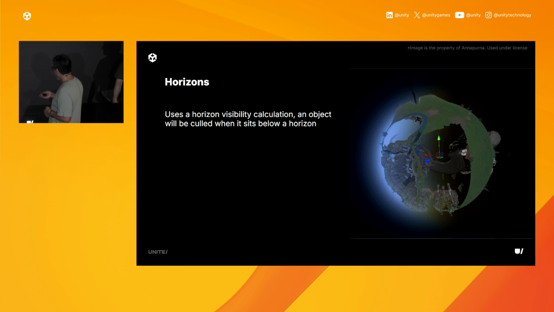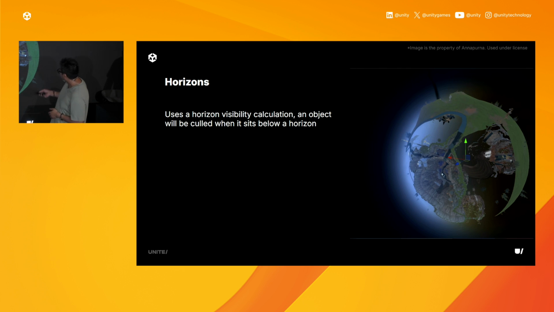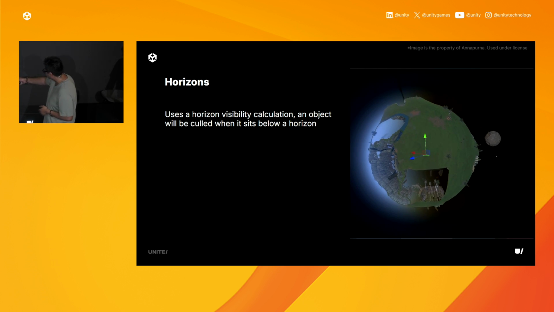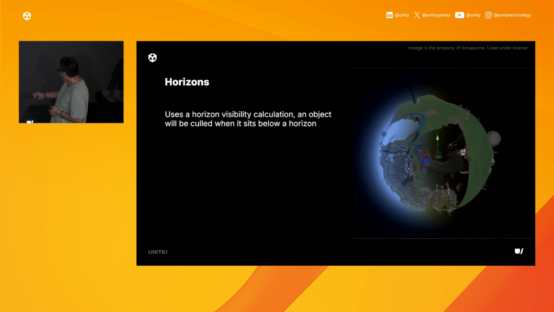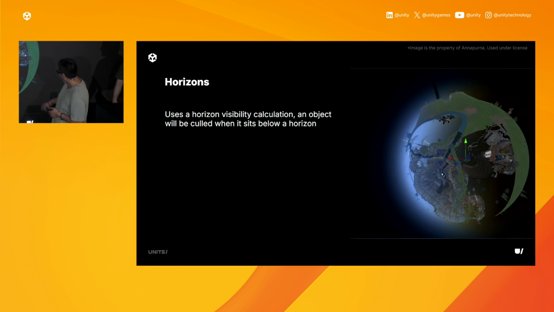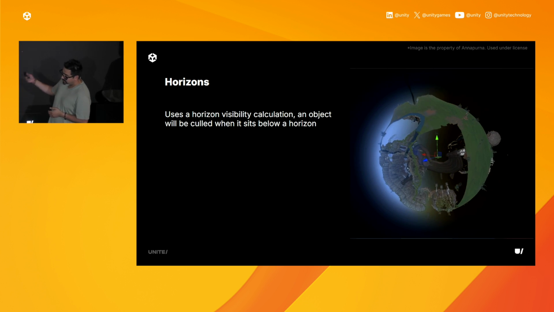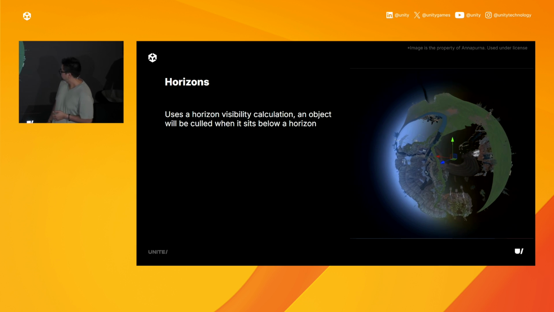In this example, the player is up on the moon there, looking down on the planet, and we can see a bunch of renderers being disabled based on that. And as the planet moves, the disabled renderers also change. Now, as the player would move closer to the planet, more of that opposite side of the planet would be culled.